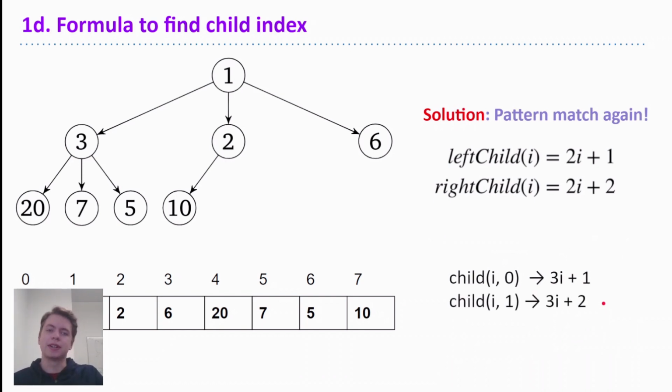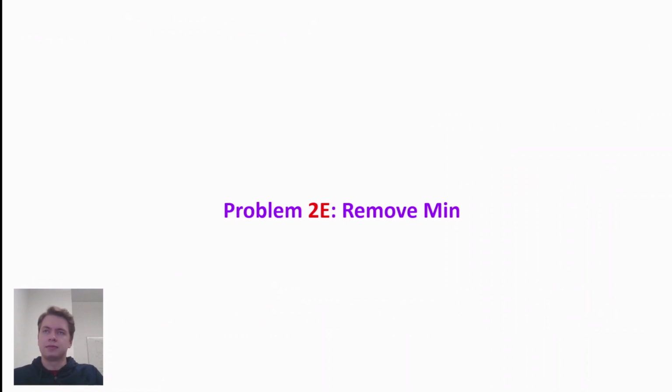And this will work as well, where our left child is located at 3i plus 1. Our middle child, since we're working with a ternary heap, is located at index 3i plus 2. And the rightmost child is located at 3i plus 3. We just have one more child to take care of, which will be located one index past the middle child. Great. Now pause the video and attempt problem 2E, removeMin.